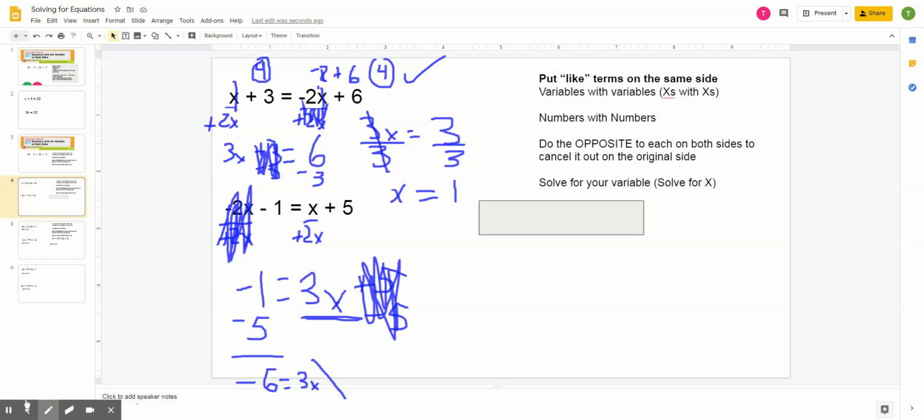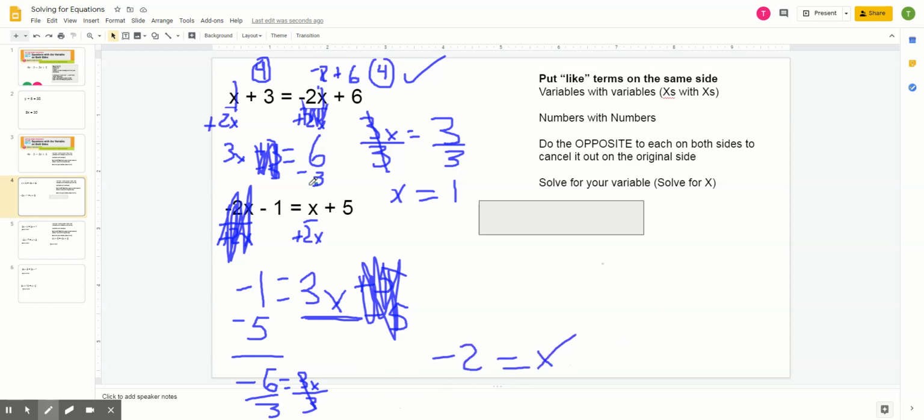All right, ignore this line right there. I'm not sure why that's there. Let's get rid of it. And now let's divide both sides by 3 to cancel this out. Once I do that, negative 6 divided by 3, sorry for the confusion there, is negative 2 equals x.